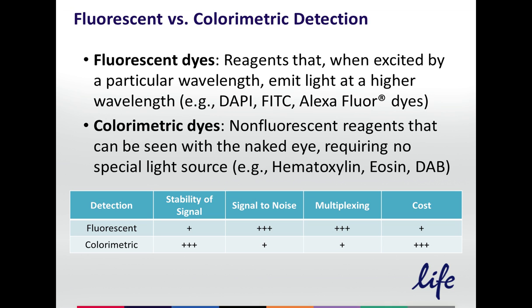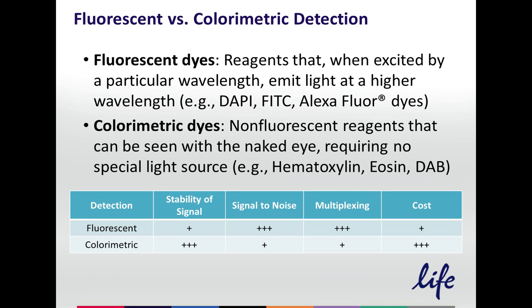Colorimetric dyes refer to dyes that are a little more traditional and older. These are not fluorescent, but rather you see them in room light by the naked eye. You don't require special filters or cameras to detect them. These include hematoxylin and eosin, hematoxylin being a dark blue color, eosin orange colored in room light for general cell labeling. Diaminobenzidine, or DAB, is an example of one which turns brown as an enzymatic detection.